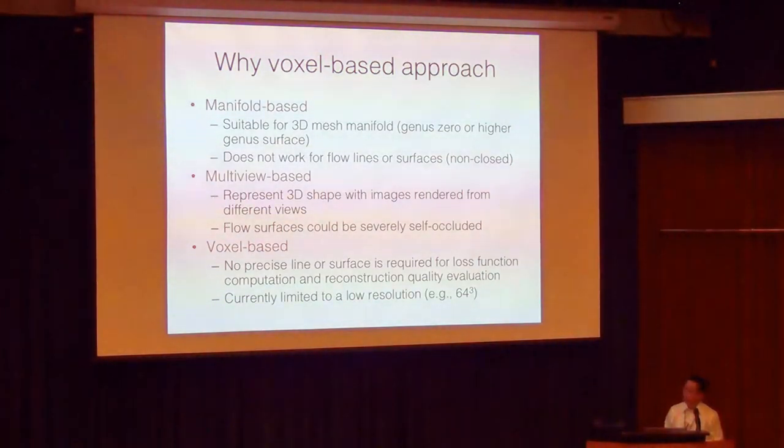So you are not able to capture everything of the surfaces from the external view. Therefore, we go for the voxel-based approaches, because what we really need is not a precise representation of the flow surfaces for the loss function design or the reconstruction quality evaluations. But this approach currently has its own limitation, because the current power of GPUs is limited to a typically low resolution, like 64 cube, but it's not a big issue for us.